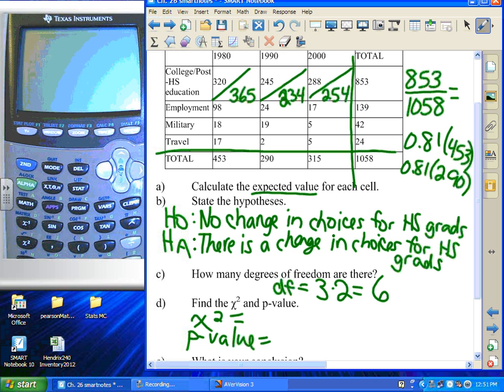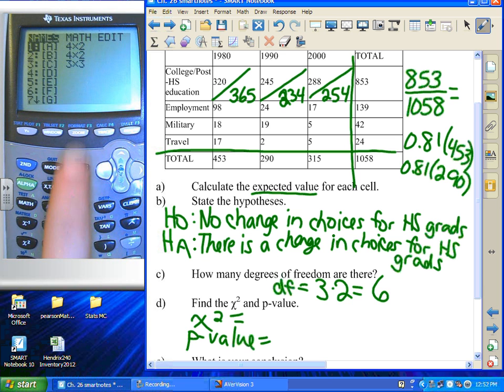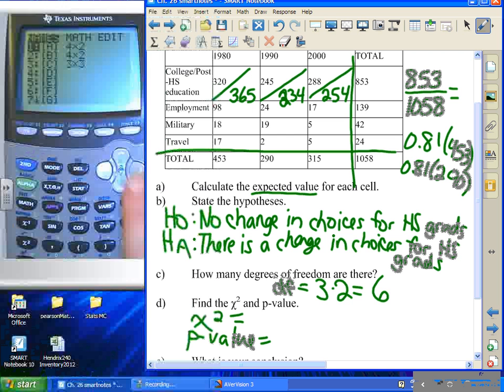Okay, so the matrix is right underneath math. Do you see that? So you go second, x to the negative 1. Yours probably says different things because I've already used mine today. Go over to edit because we're typing in a matrix.